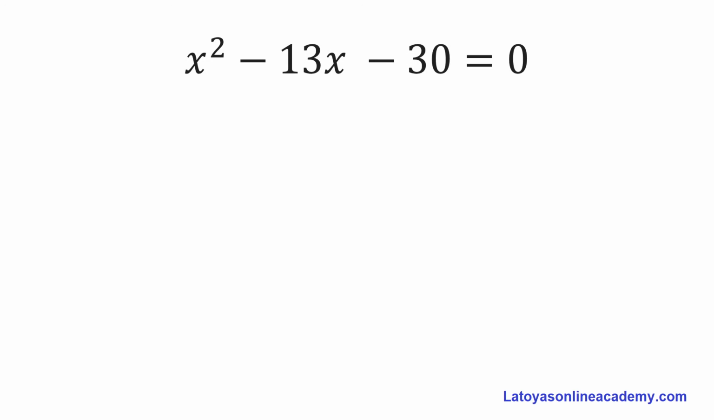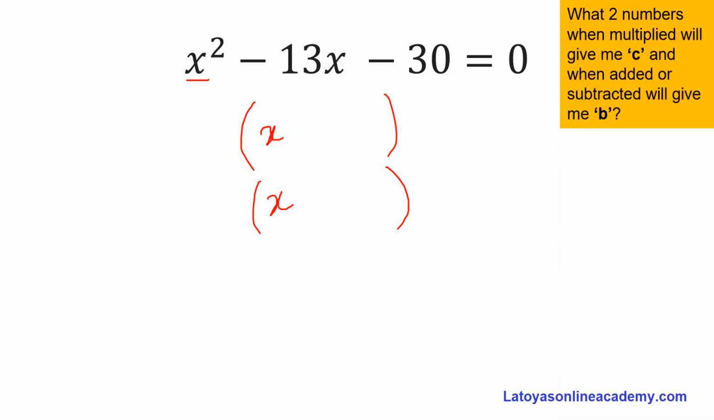Let's do another example. I have x squared minus 13x minus 30 is equal to 0. So I'm going to draw my two brackets. I'm going to work out my first term. What's going to give me x squared? X multiplied by x. Now I'm going to ask myself, what is going to give me minus 30? What two numbers when multiplied together will give me minus 30, and then when added or subtracted is going to give me minus 13.